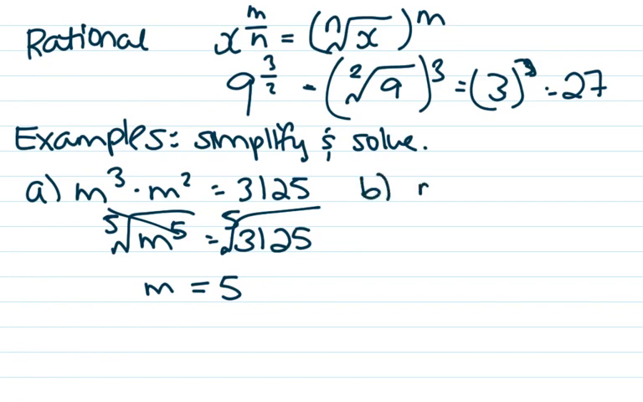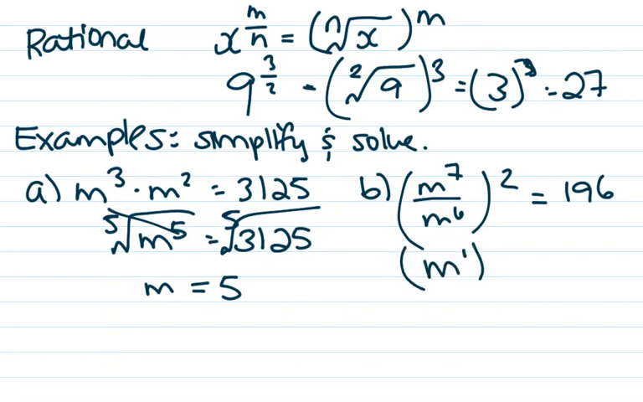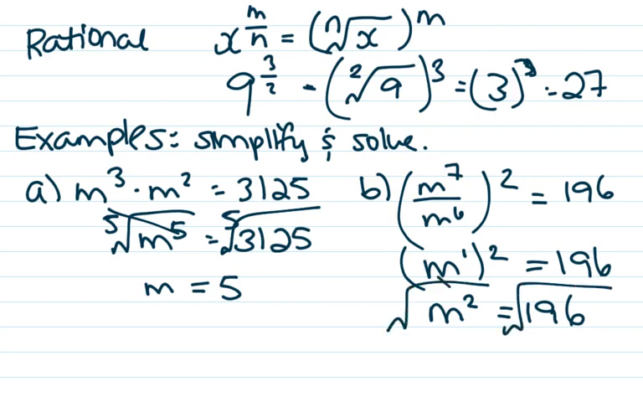B, m to the power of 7 divided by m to the power of 6, all squared equals 196. So for this one, I could use the division rule because I have m divided by m. I'll subtract their exponents, so 7 minus 6 is 1. So I'm left with m to the power of 1 squared equals 196, which leaves me with m squared equals 196. So I'll take the square root of both sides. m equals the square root of 196 is 14. And don't forget that it could be positive or negative 14.